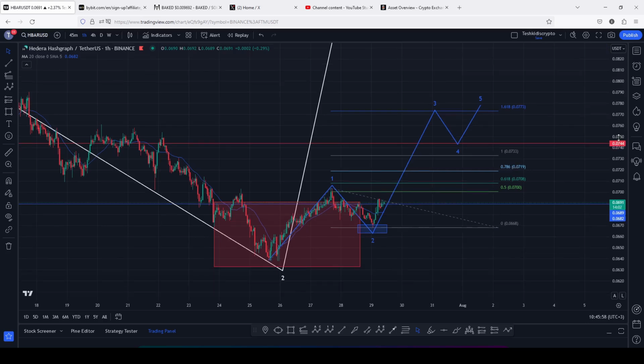So in the next coming hours, there are high chances that we can see Hbar get above the 0.07 mark in the next coming hours. So let's be patient and see how that price action continues to play out here on the charts, and I will be keeping you up to date.